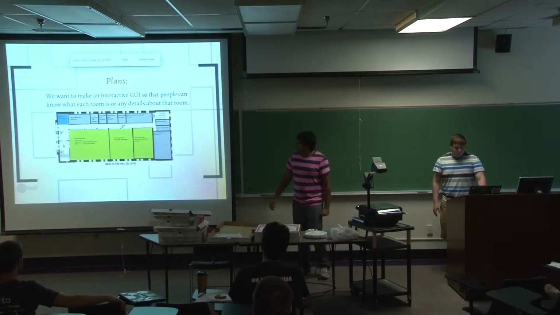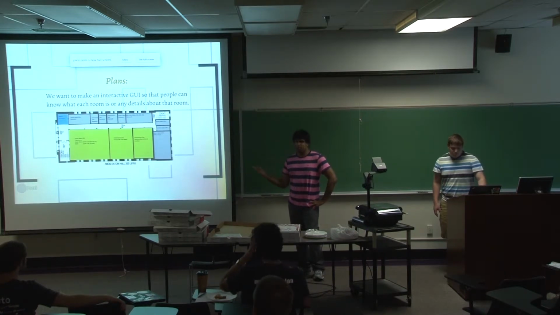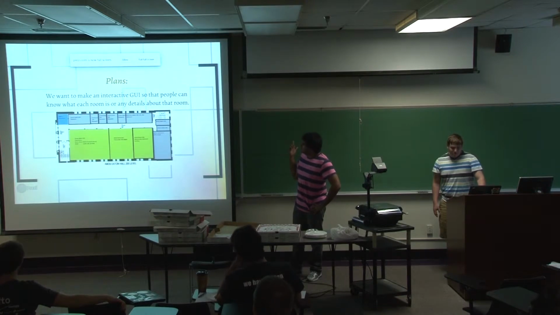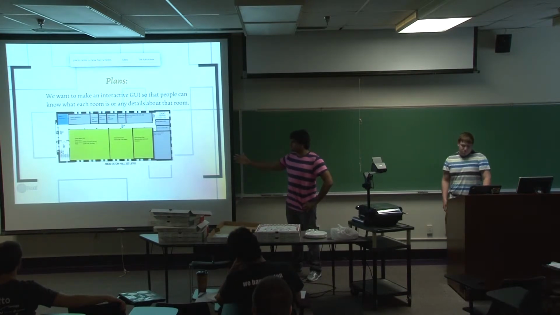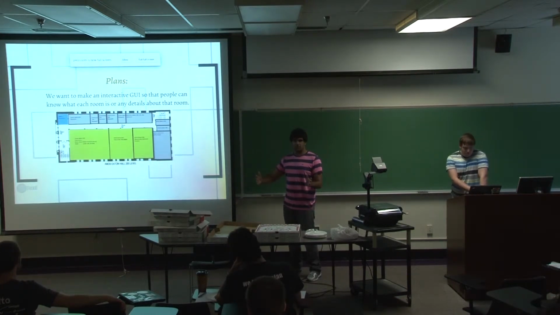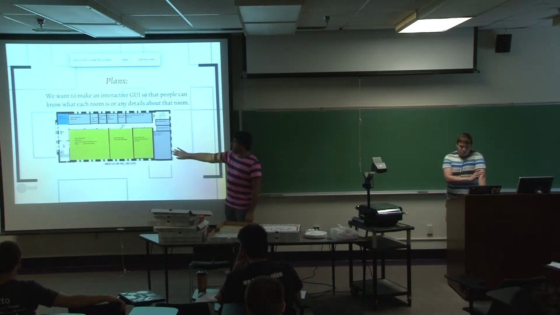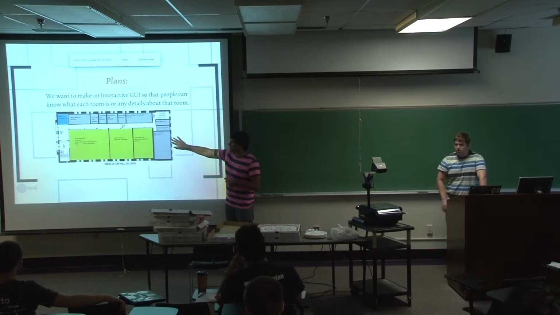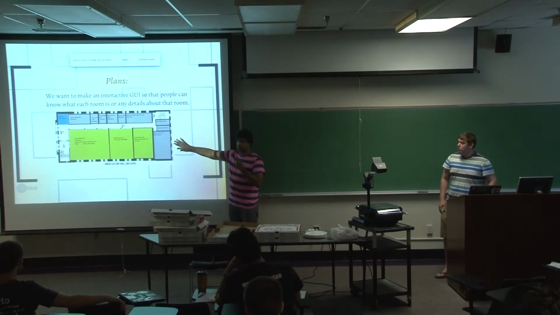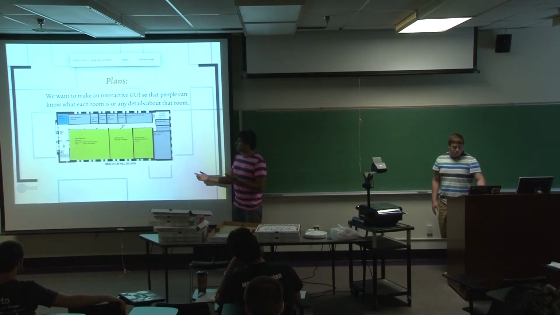So the plan on how we want to make the website: we don't have an interactive demo yet, for reasons that I'm going to explain in a little bit. But we want to make an interactive GUI, and this is just a sample floor, a floor in Sage 200. What we're going to have is, let's say the gray rooms are all professors' offices or grad students' offices that are generally locked most of the time. That's how we plan to implement those.